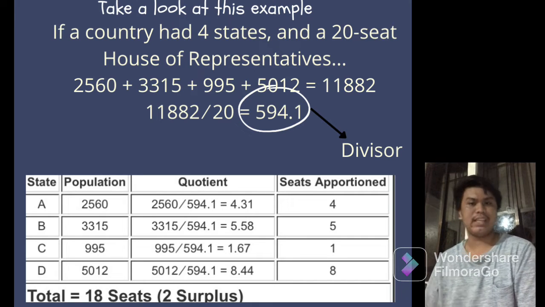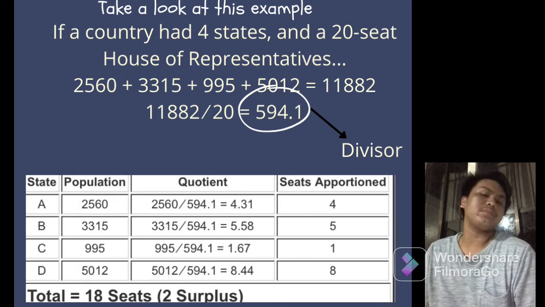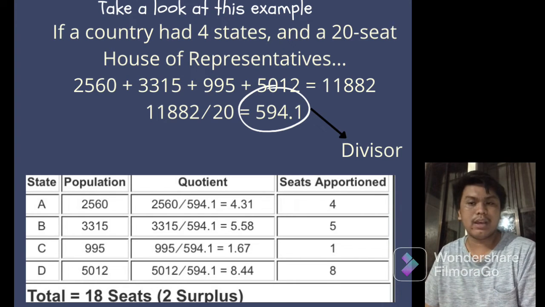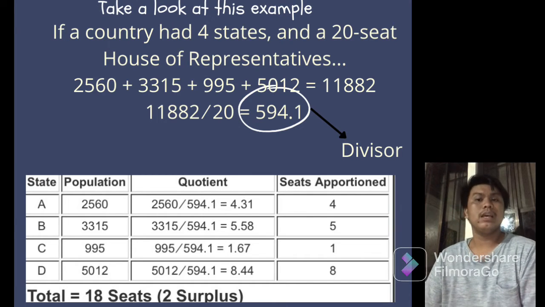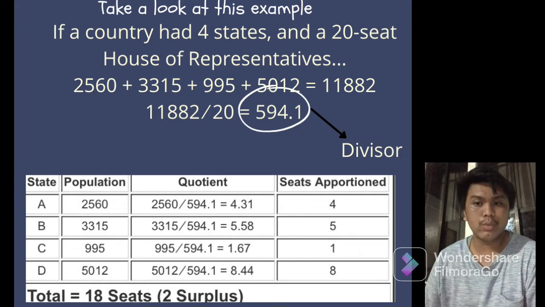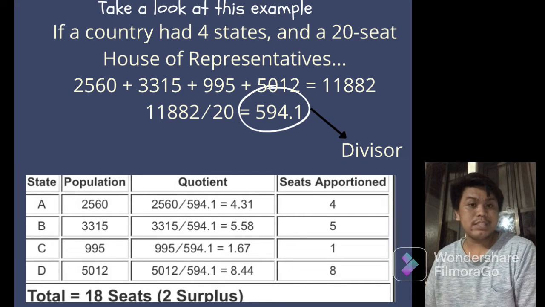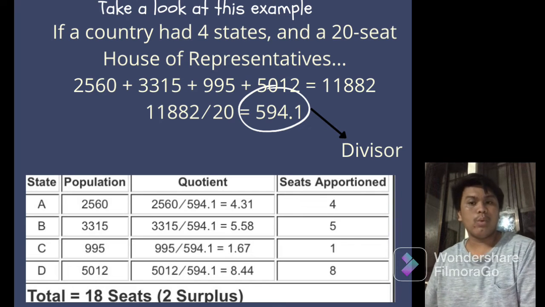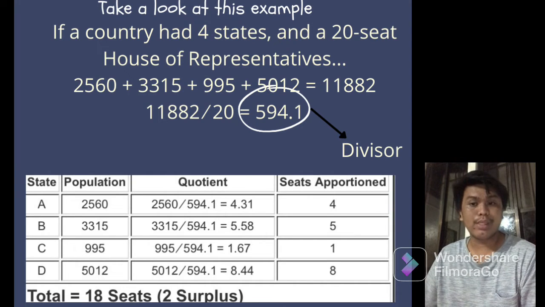So take a look at the quotient we got in each state. In state A, 2,560 divided by the modified divisor, 594.1, will be 4.31. Now, state B, 3,315 divided by 594.1 is 5.58. Next will be state C, which has 995 divided by 594.1, that will be 1.67. And state D, 5,012 divided by 594.1, that was 8.44.